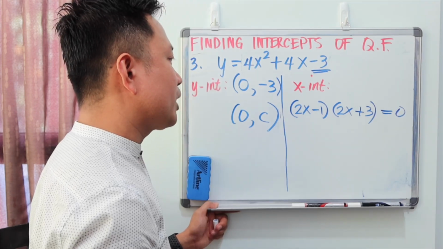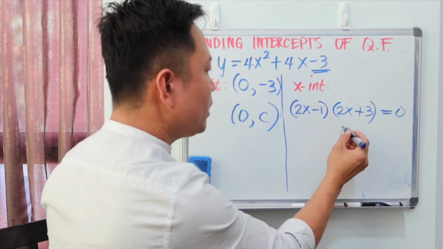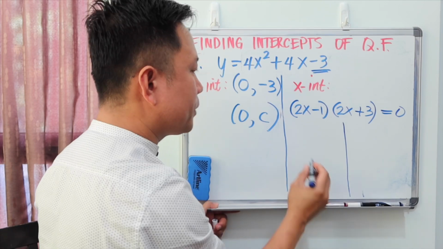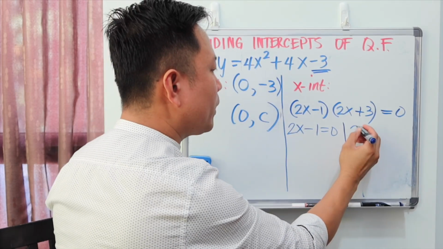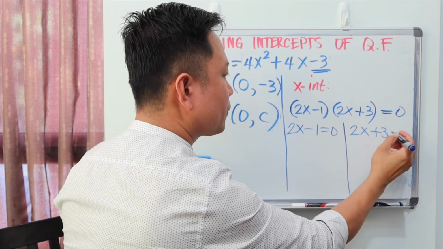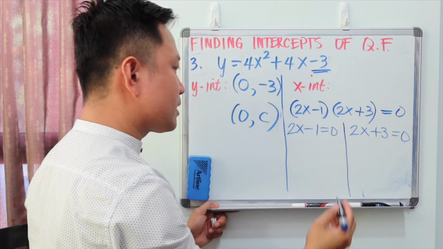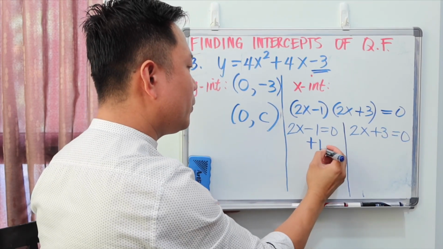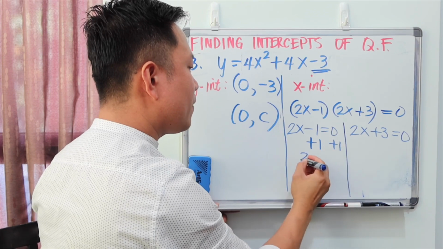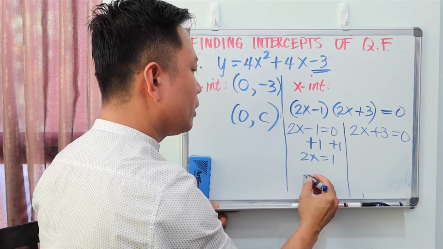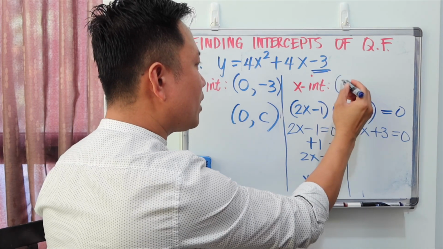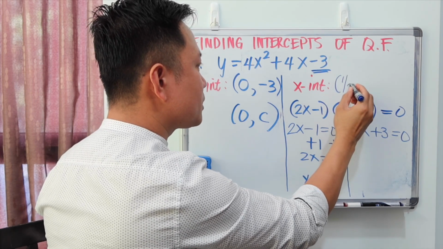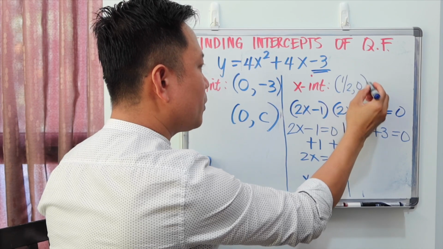Now that we have the factors of this quadratic function, we can now use the zero product property. 2x minus 1 equals 0, and 2x plus 3 equals 0. Solving for x, we need to add 1 to both sides, and then divide by 2. So x is equal to 1/2, which means that the graph will cross the x-axis at 1/2, comma 0.